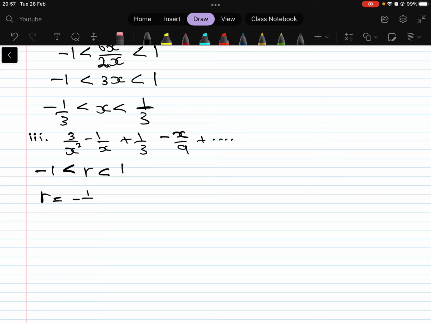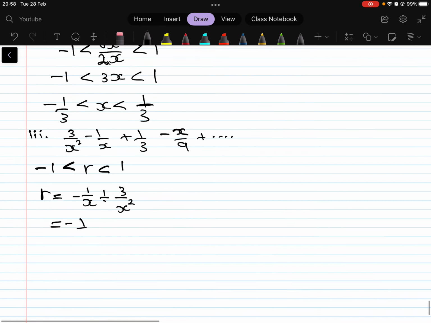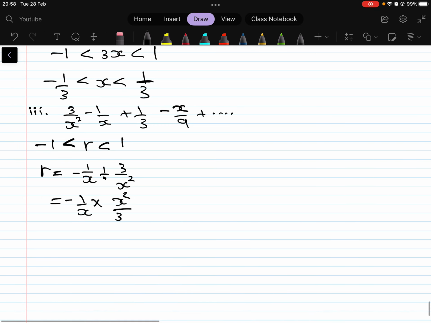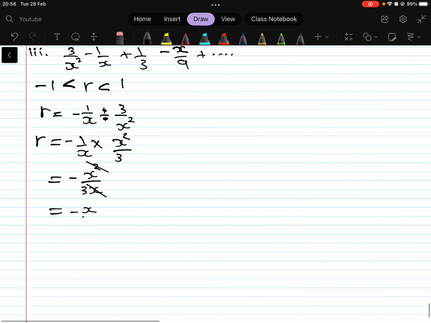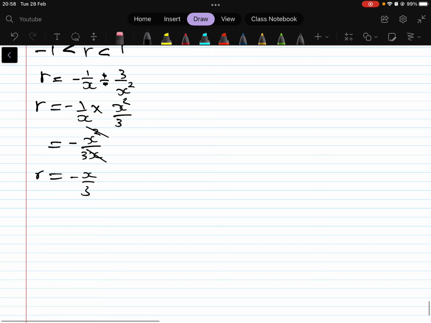R is going to be -1 over x divided by 3 over x squared. That is -1 over x multiplied by x squared over 3. Basically, just change the division sign to a multiplication sign, and then flip the two terms, numerator to denominator, denominator to numerator, on the far right. To simplify further, now you will see I have minus x squared over 3x. Then that cancels, and now you're left with minus x over 3. That is your r.